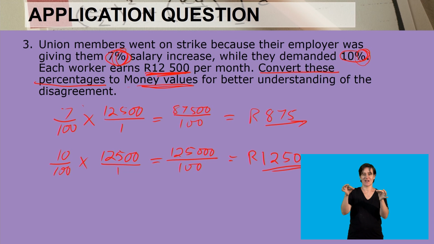So what they want is 1,250 and the employer is only giving them 875. Now you can see the difference and you understand why they were on strike. All right? Let's move on to the next one.